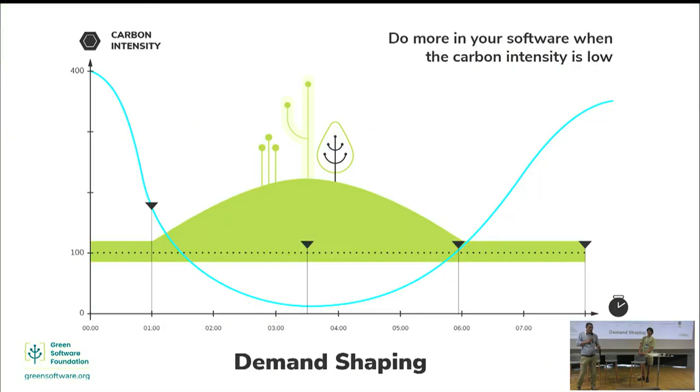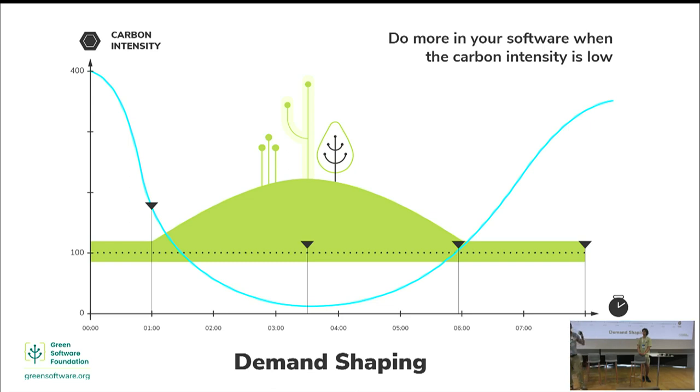And then finally, we've got what we call demand shaping. In this case, it's a little bit like energy efficiency, but the other way around. Instead of saying we're going to try and use an optimal level of energy, here we're talking about making the most of the energy that's cleaner. So if there's a time of the day where it's going to be cleaner, why don't we just do more work? An example, we've got solar panels at home.